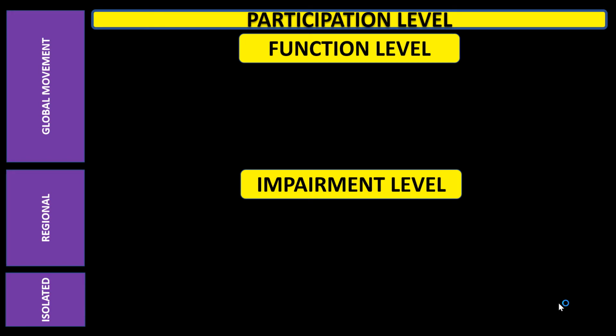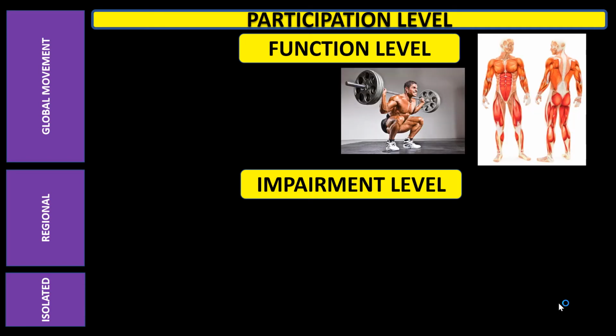So using a sit to stand as a participation level function, we often think of the sit to stand as being synonymous with a squat and the squatting pattern, which is a whole body type movement. And of course, it doesn't have to be a barbell back squat. It could be a sit to stand with any sort of load or simply body weight. This would be at the global movement level and at the functional level.